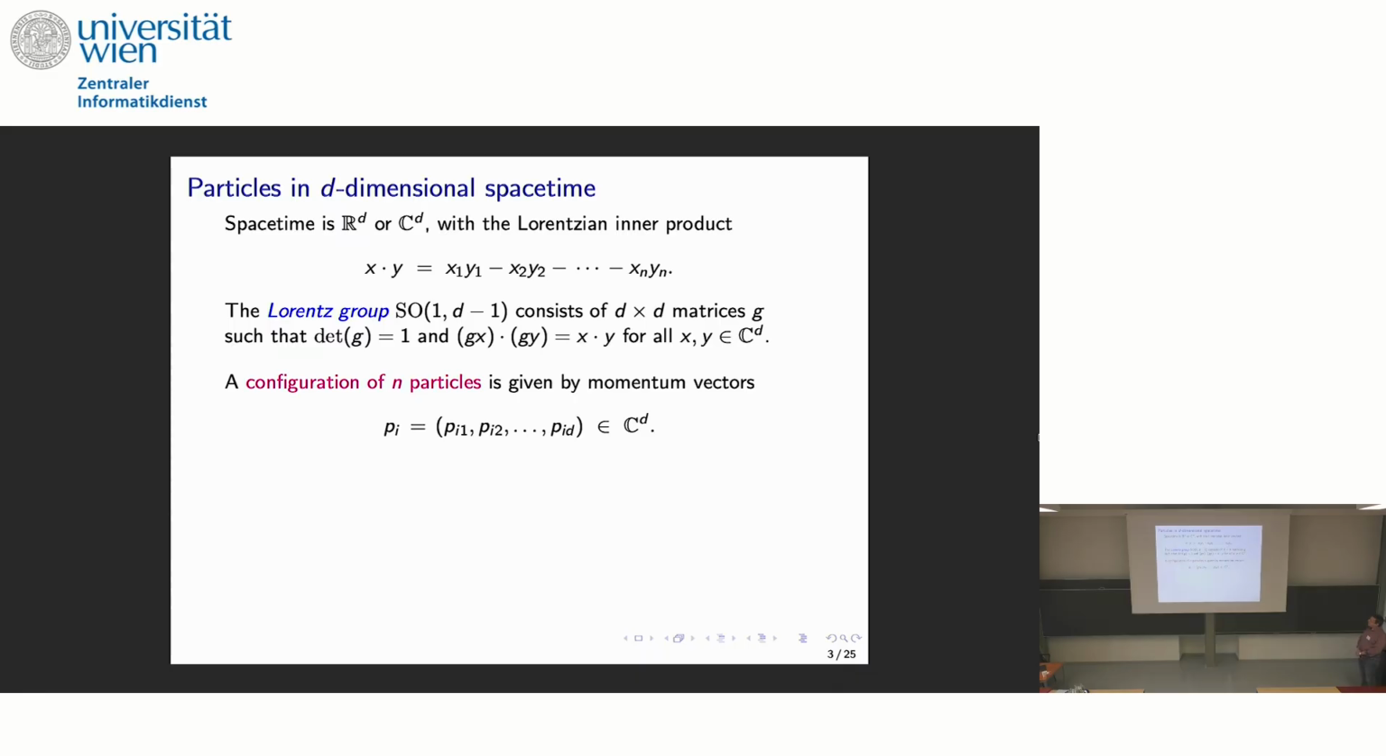So now we're going to look at a configuration of n particles. And each particle, the ith particle, is given by its momentum vector, p_i. So this is a vector with coordinates p_i1 up to p_id. So we're going to represent a particle, whatever that is, by such a vector. We're going to talk about n particles in d-dimensional space.